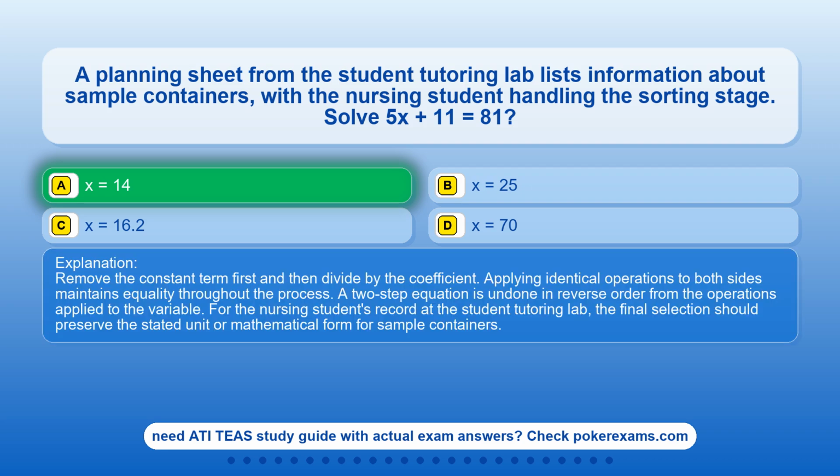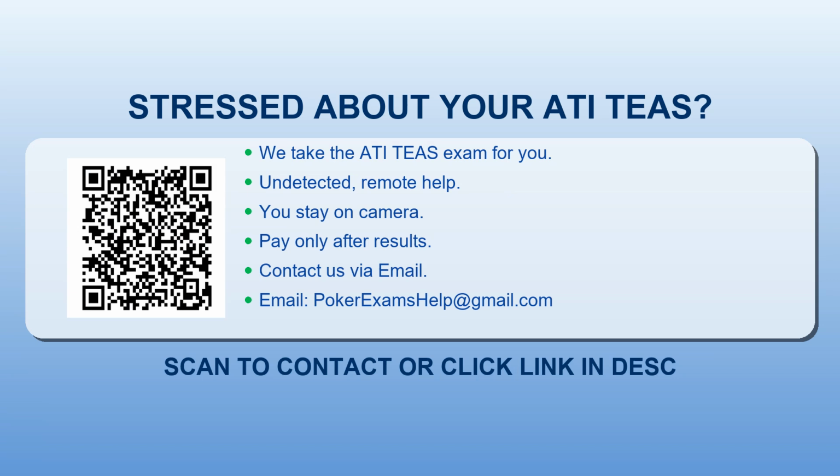Remove the constant term first and then divide by the coefficient. Applying identical operations to both sides maintains equality throughout the process. A 2-step equation is undone in reverse order from the operations applied to the variable. For the nursing student's record at the student tutoring lab, the final selection should preserve the stated unit or mathematical form for sample containers.